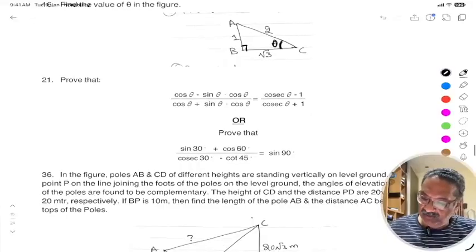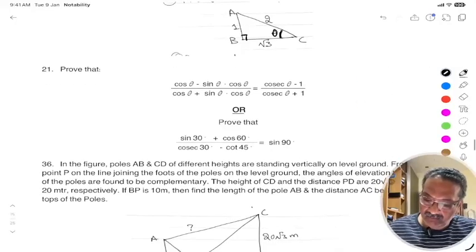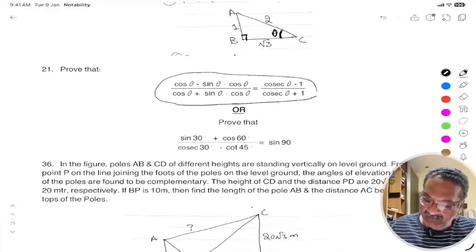Next we have to prove this. For this we will take it to a different page. We have to prove this. Let's take up this one first. All right.